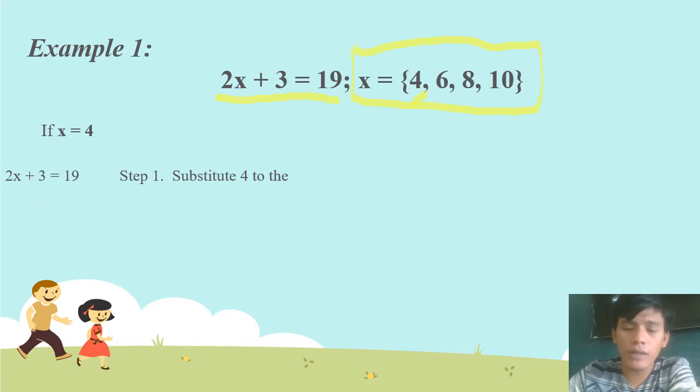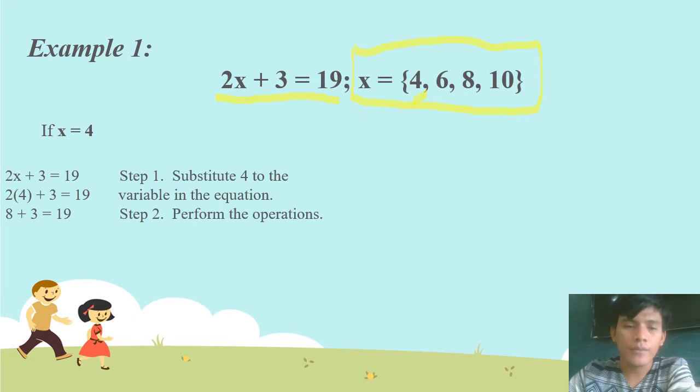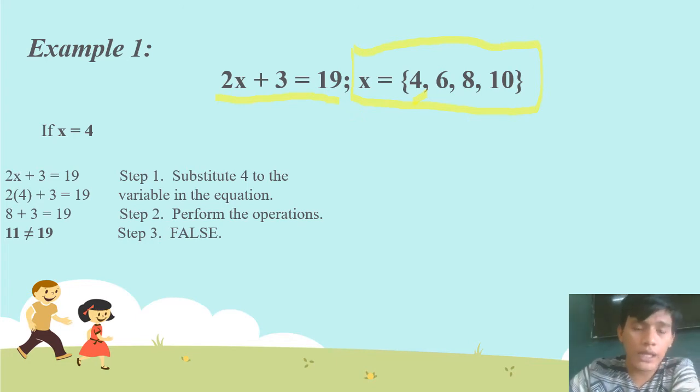2x plus 3 is equal to 19. Substitute 4 to the variable in the equation. That will be 2 times 4 plus 3 is equal to 19. Step 2. Perform the operations. 2 times 4 is 8, plus 3. As you can see, 8 plus 3 is equal to 11. The right side is 19. Therefore, 11 is not equal to 19, and the statement is false.